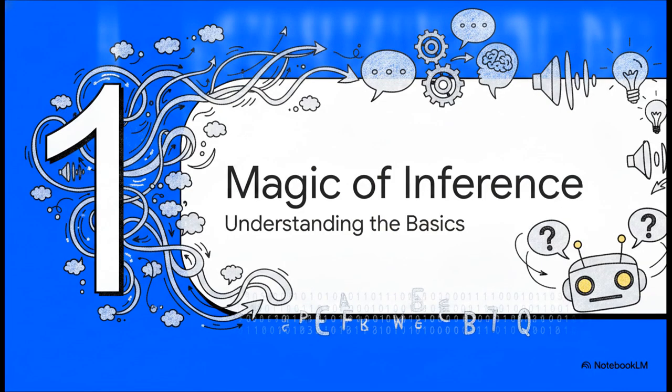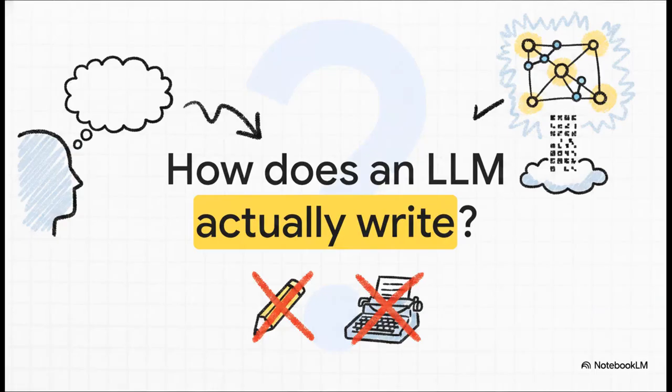All right, Section 1, the magic of inference. Let's get the basics down. So, the million-dollar question, how does an LLM actually write? Now, you might be wondering this yourself. When you type a prompt into a model, there obviously isn't a tiny writer inside drafting a response. To really understand how these models work, we first have to completely throw out the idea that AI writes the way you or I do. It doesn't form a complete thought before the pen hits the paper.